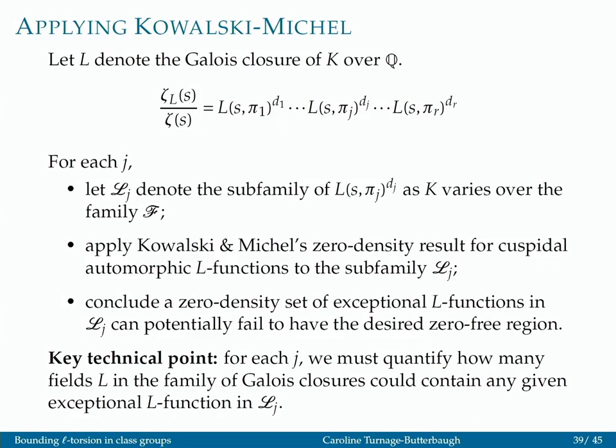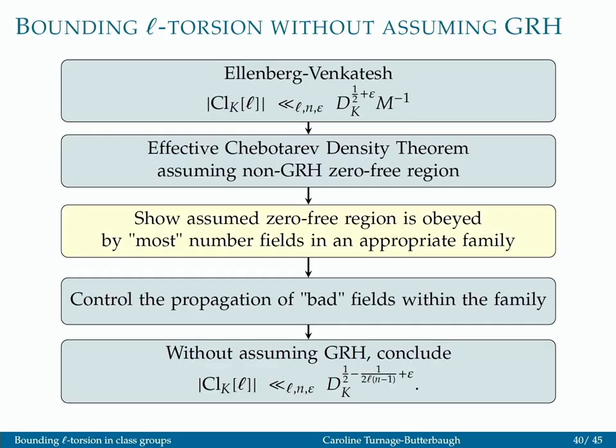But the key technical point now is that for each one of these j's, we have to quantify how many Galois closures L in the family could contain an exceptional L-function within the family. Because we don't want to end up having so many that our exceptional set is not so exceptional anymore, right? That's too big. So this is what I mean when I say we have to control the propagation of bad fields.